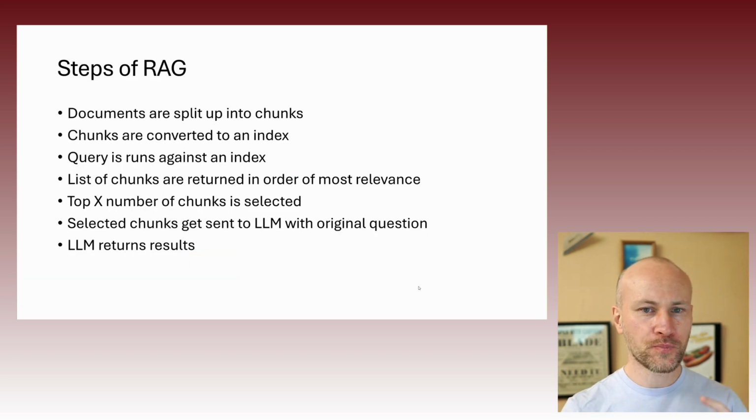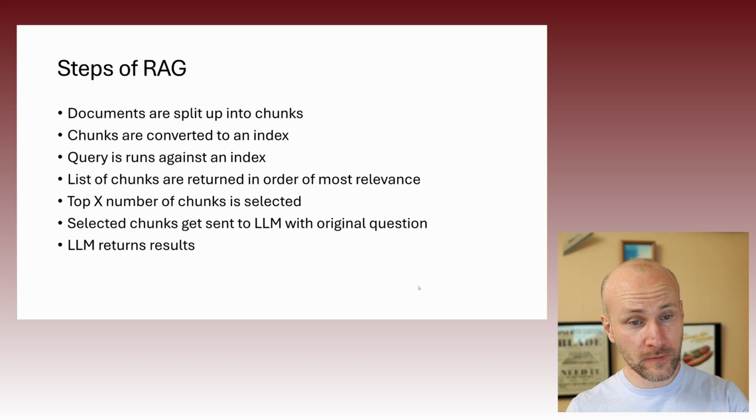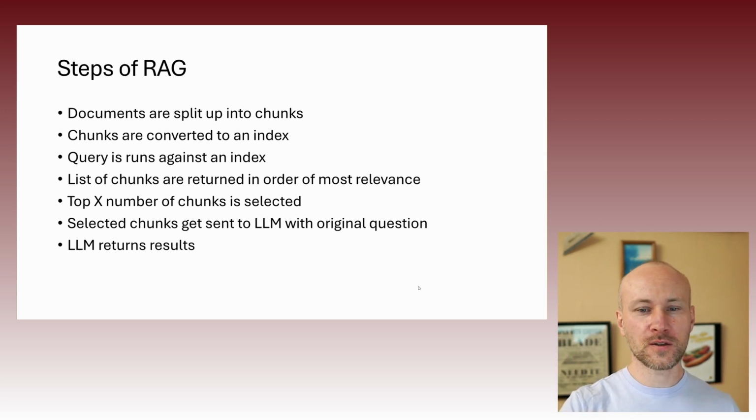So to summarize: the document is split up into chunks, the chunks are converted to an index, the query is run against the index, a list of chunks is returned in order of most relevance, the top X number of chunks is selected, the selected chunks get sent to the LLM with the original question, and the LLM returns results. That's basically how I was able to summarize. This is the shortest list.